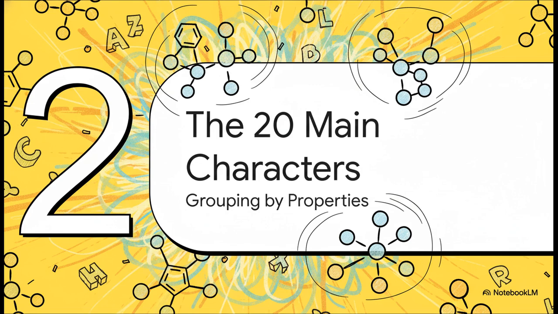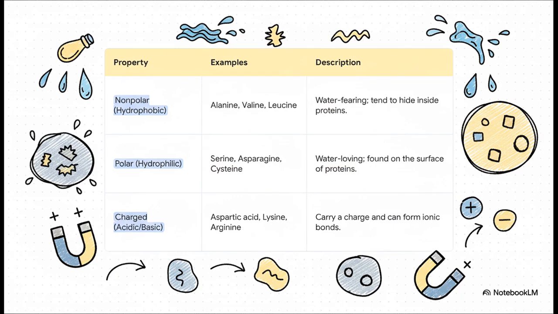All right, now it's time to meet the 20 different letters in our biological alphabet. And we can actually group them into a few main families, all based on the chemical properties of those unique side chains we just talked about. We can basically sort them into 3 main groups. First, you've got the hydrophobic ones, the water fearers. Their side chains are like oil, so they try to hide away from water deep inside the protein.